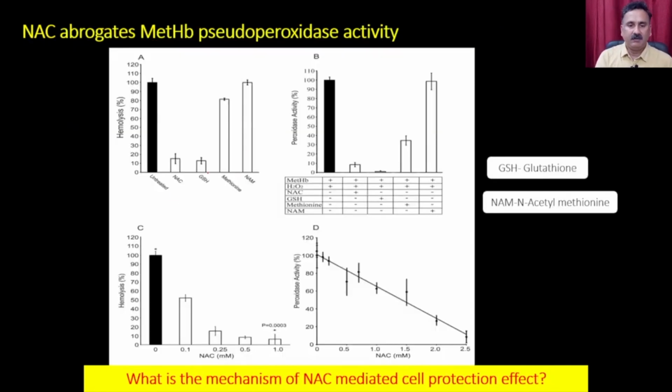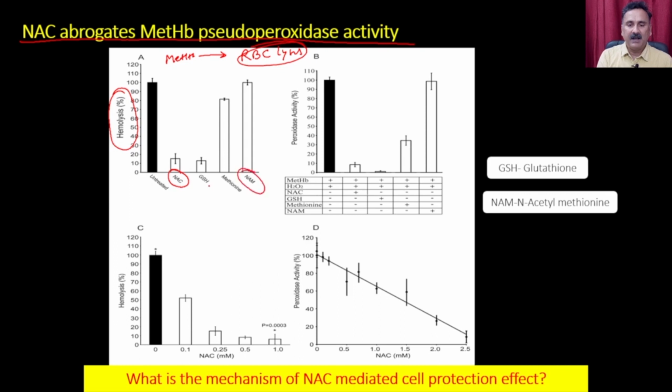Now, when we want to do this kind of study, we have to actually take a lot of control experiments. For example, we have studied how the methemoglobin is actually going to cause the RBC lysis. So the first thing we measured is whether the RBC lysis is getting blocked or not. So we did the NAC, GSH, methionine, and NAM.